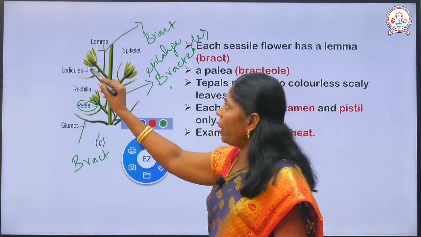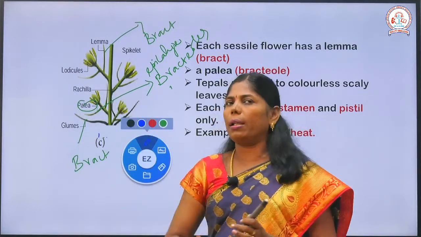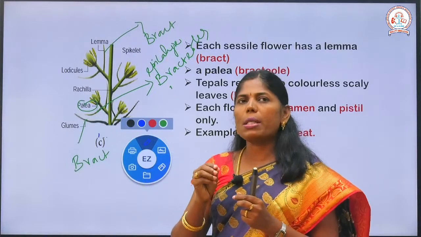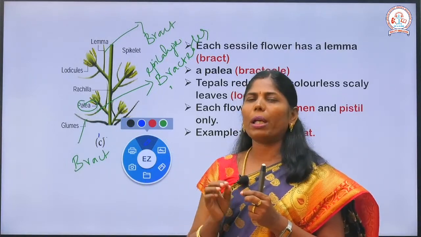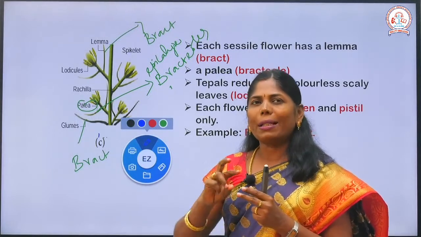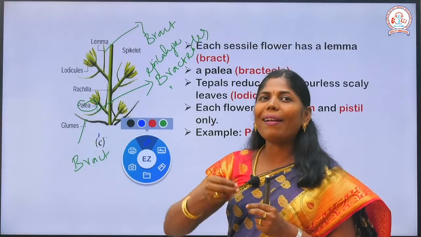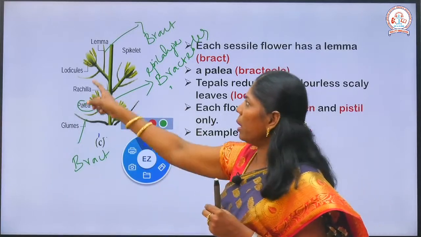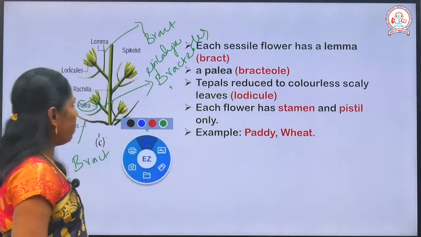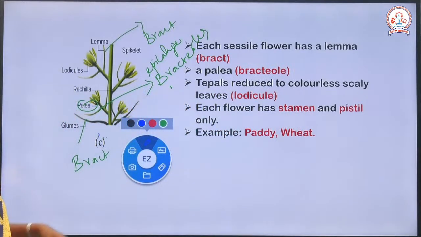Okay, and the lodicules, in the inflorescence of paddy, are tepals. Okay, when calyx and corolla are not differentiated, that is called tepals. The tepals are modified to a scaly structure, so that is called the lodicules. Okay, these are all very important. The spikelet is a very important 3-mark question. Okay, once again see that.